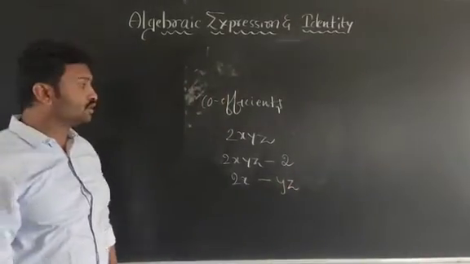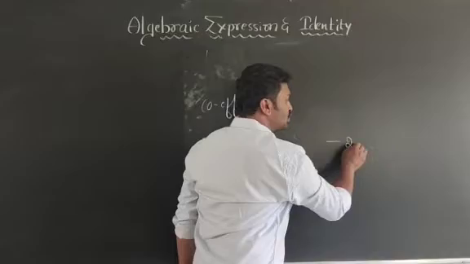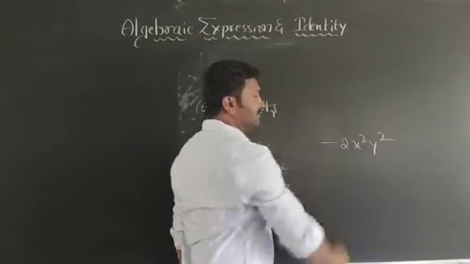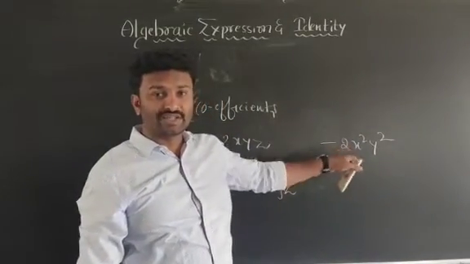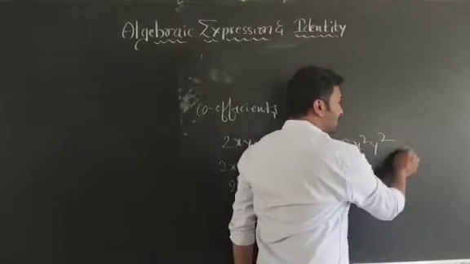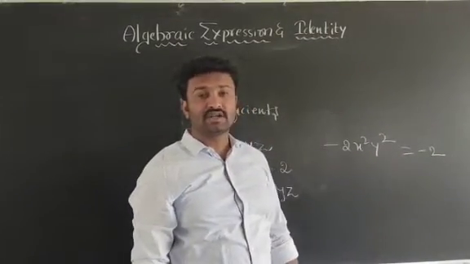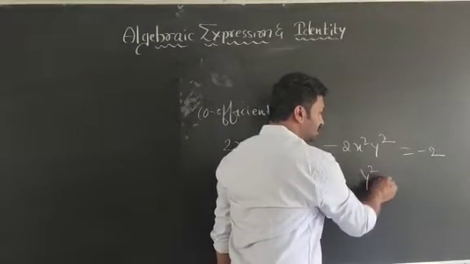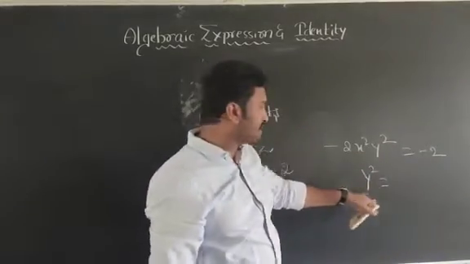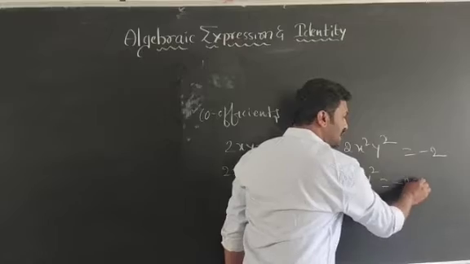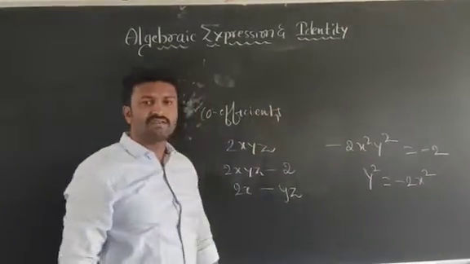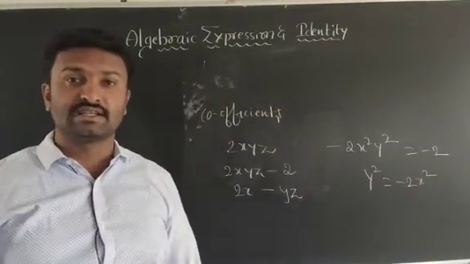And next one more, the coefficient of this minus 2x square y square. The coefficient of minus 2x square y square is minus 2. And how to write the coefficient of y square? The coefficient of y square is minus 2x square. This is the way how to find out the coefficients.